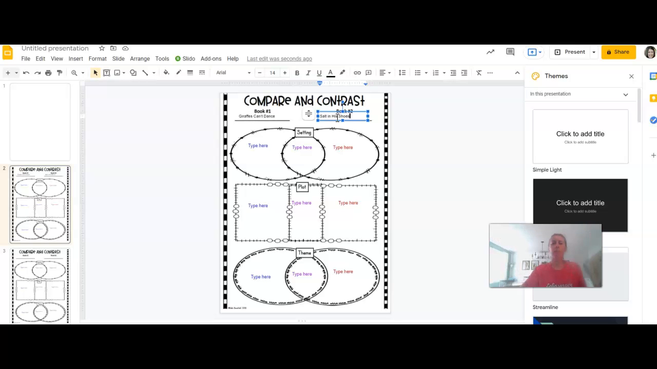Okay, so remember, in a Venn diagram, or even if it's not circular shaped, we have the character here, Giraffes Can't Dance. The story will be here in the blue. What they have in common will be in purple, and what Salt in His Shoes has that is different, contrasting to Giraffes Can't Dance, will be here in red. Okay, so let's take a peek. Let's get started here.